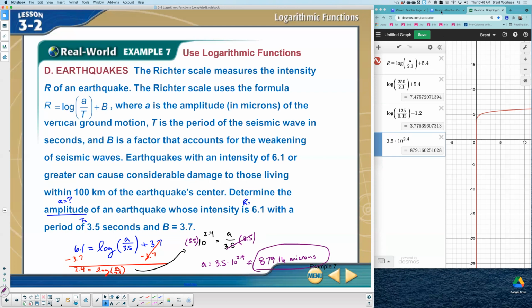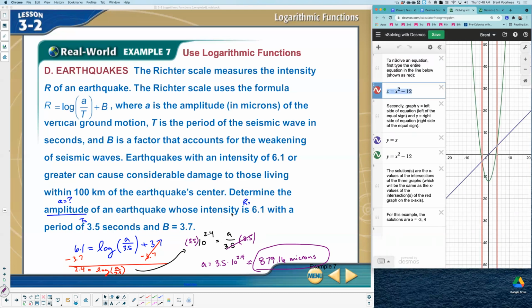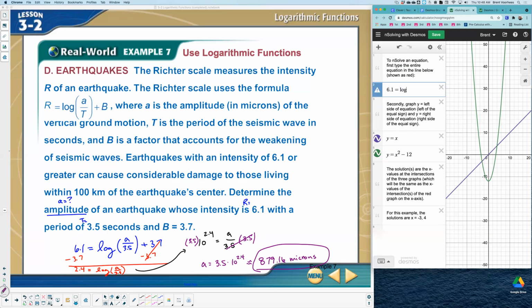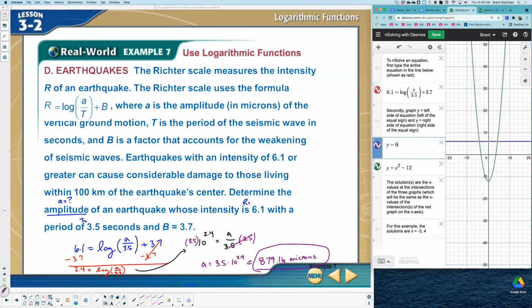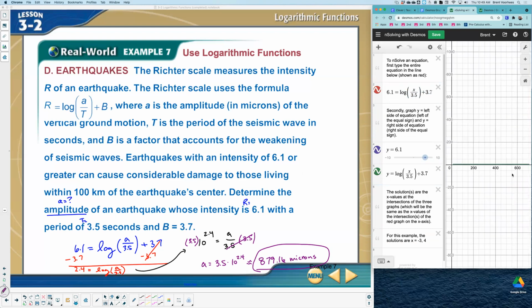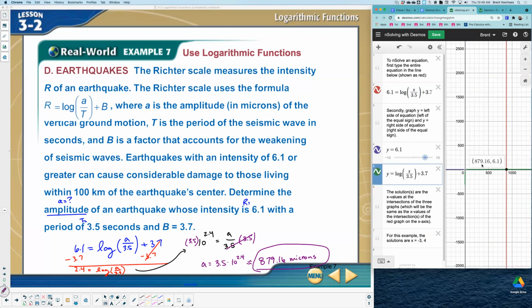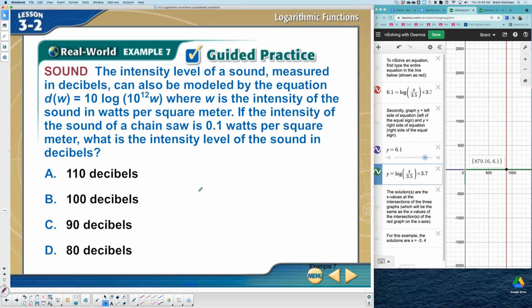Now you could use Desmos for this as well. Go to Desmos, and you could type in these values that we knew: 6.1 equals log of A, I'm going to use an x, divided by 3.5 plus 3.7 on the outside here. And I'm going to set y over here as 6.1 and y equals the right side of the equation. And the intersection would be your answer. So if I zoom out, I should have a solution right there. 879.16, exactly what we had. So we did do this correctly. With that, you now have a problem to try. You can stop the video and work it out.